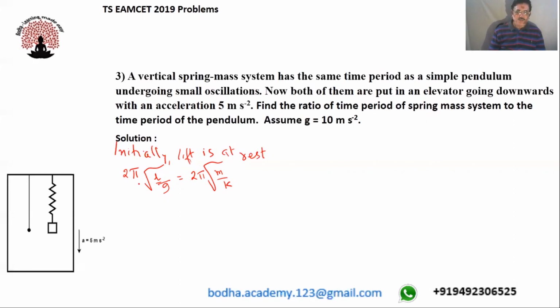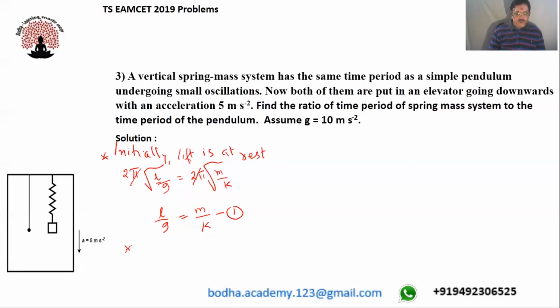So we can cancel off 2π, 2π, and the square root also, so we'll get L/g = m/k. Call it equation 1. Now in the problem, it is mentioned that the lift starts moving down with an acceleration of 5 m/s². We are supposed to find the ratio of time periods of loaded spring and simple pendulum in this case.